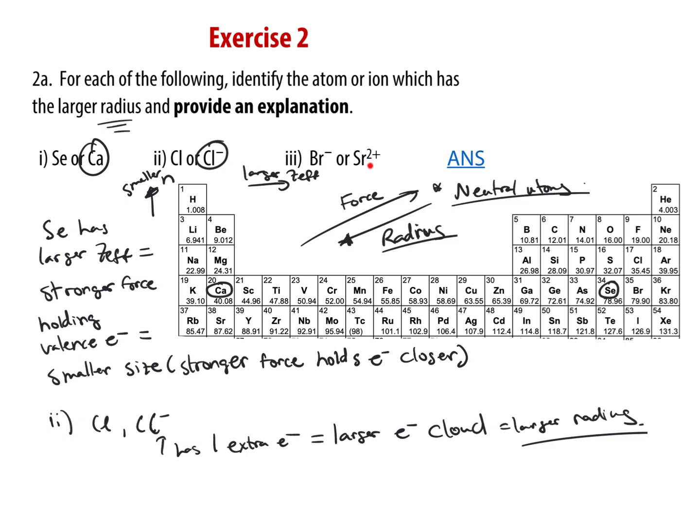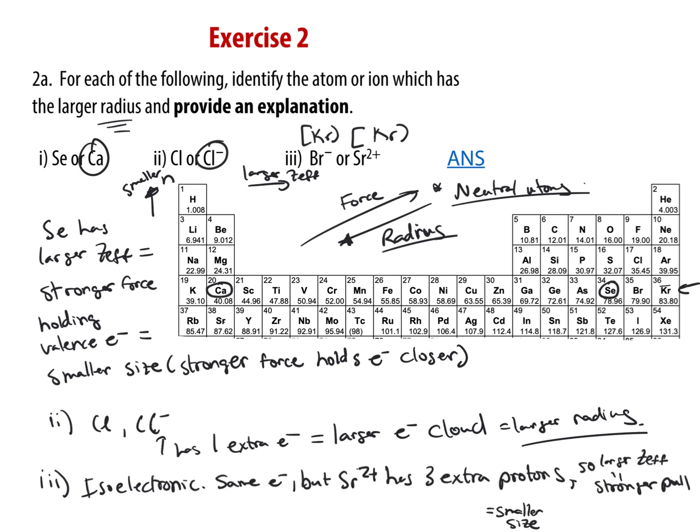For the next one, Br minus versus Sr2 plus, those are ions, so we can't just say, hey, Br is higher in the periodic table than Sr, so Br is going to have a smaller radius. Because these are Br minus and Sr2 plus, we need to look at the electron configuration of each of those ions. When we look at the electron configurations of the ions, Sr2 plus goes back to losing 2 electrons, goes back to krypton, and Br minus is also going to gain an electron and also achieve krypton. So these are going to be isoelectronic.